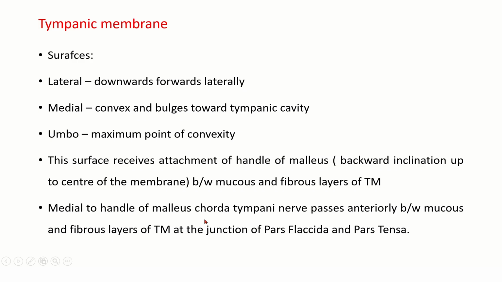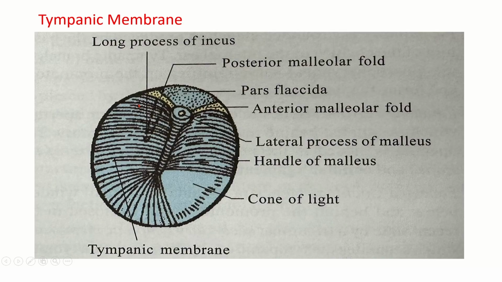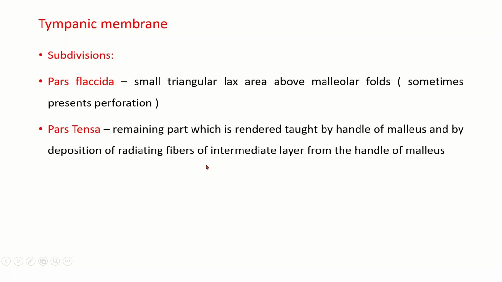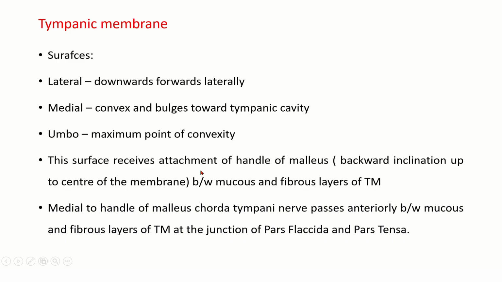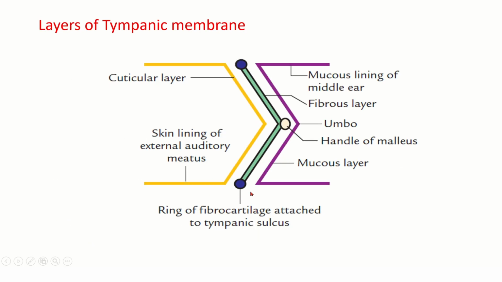Medial to the handle of the malleus, the chorda tympani nerve passes anteriorly. This also passes between the mucous and fibrous layers of the tympanic membrane at the junction of pars flaccida and pars tensa. That means at this point here, it passes from anterior to posterior. The chorda tympani nerve is on the medial aspect, towards the middle ear cavity. You can see here the handle of the malleus, and this is the mucous lining of the middle ear.